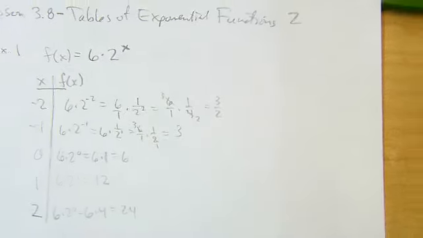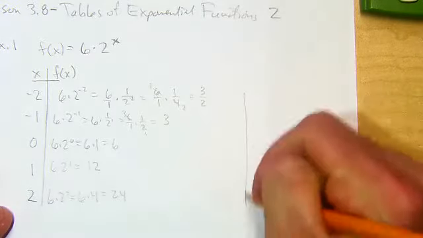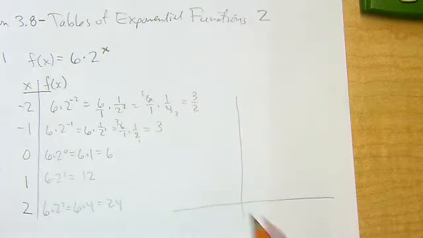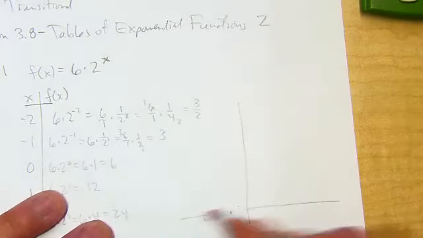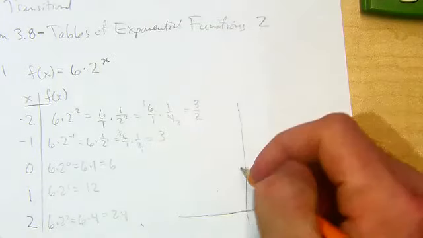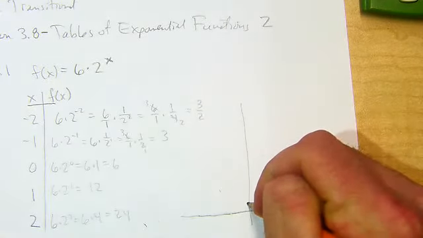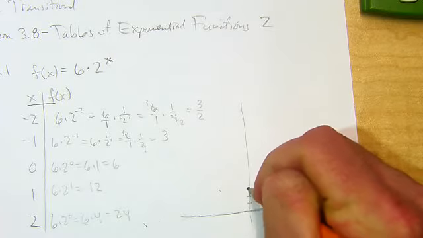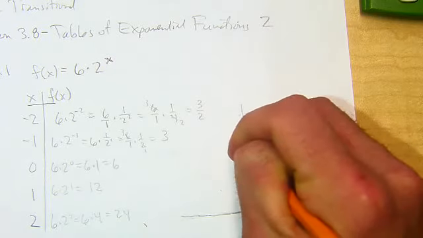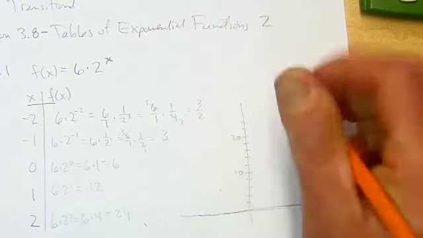I'll graph this first one. I probably won't graph the second one just to make the video not quite so long. Okay, it's a little tricky because we got to get up to 24 on our y. So I'm probably going to count by like 2s. I guess count by 2s. 2, 4, 6, 8, 10, 12, 14, 16, 18, 20, 22, 24.